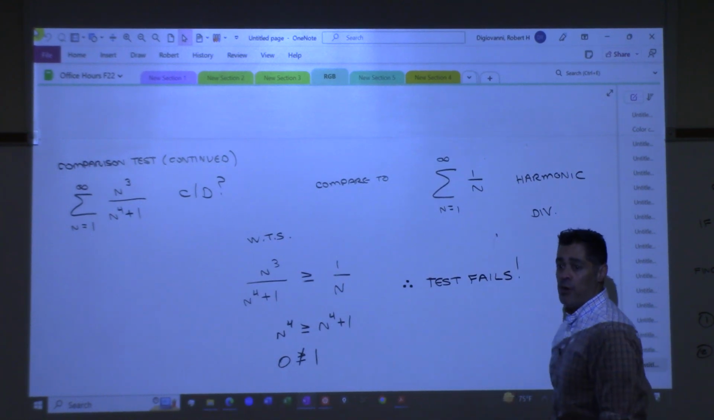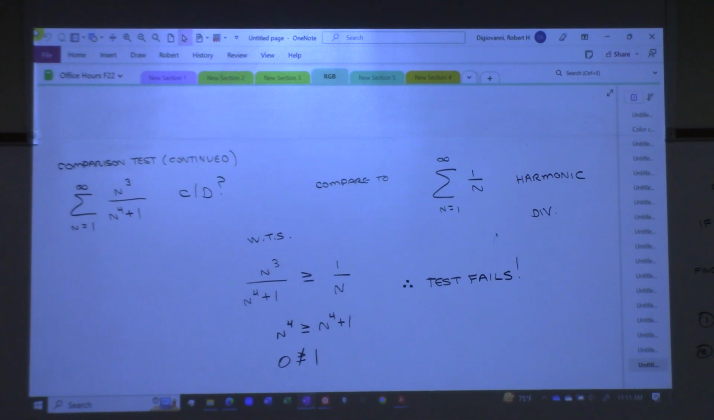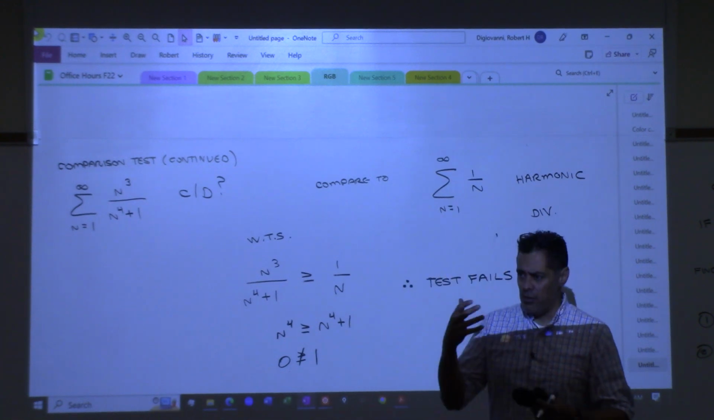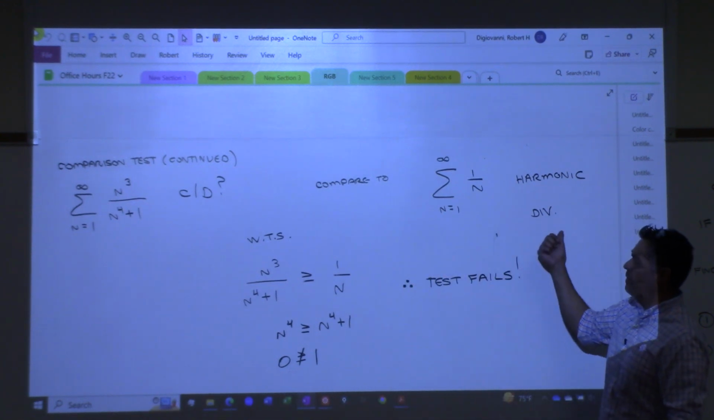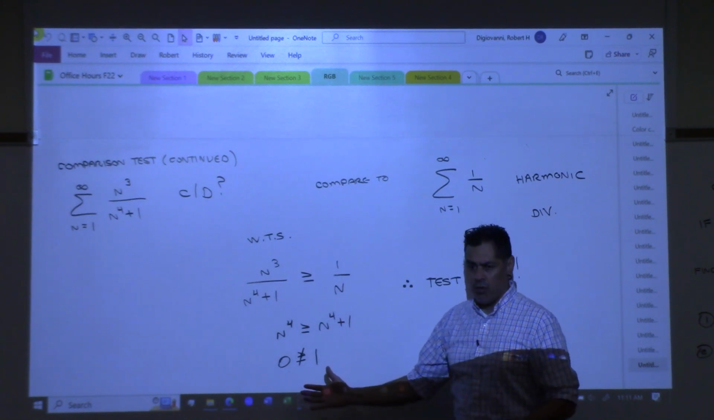And that's it. We have to move on to another test. All right? Okay, that's it. We're going to save this one. We're going to come back to it later. All right? That's the comparison test. The idea is that you're finding something to compare it to, figure out if it converges, diverges, do the inequality, and hope that you can draw a conclusion.